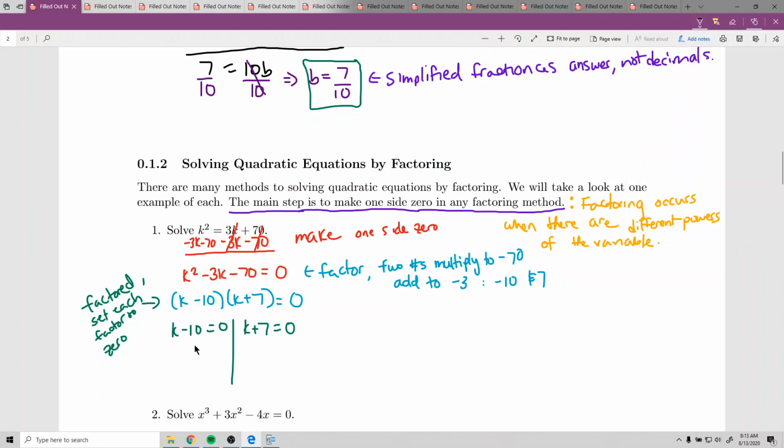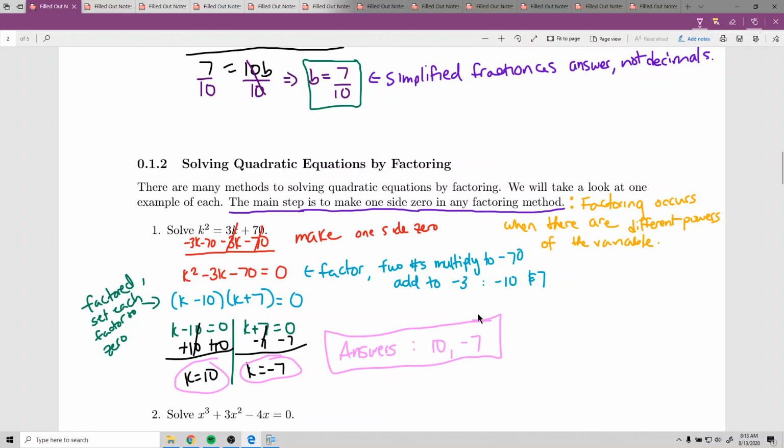And once you factor, usually it's pretty easy to solve the rest. For the one on the left here, we add 10 to each side, and we get k equals 10. And the one on the right here, we subtract 7 from each side, and we get k equals negative 7. And we've got two answers, 10 and negative 7. Now you'll see in the homework the directions are very clear of how to write this. You just write your two numbers separated by a comma. Pretty much anytime you have more than one answer, you'll separate them by a comma.